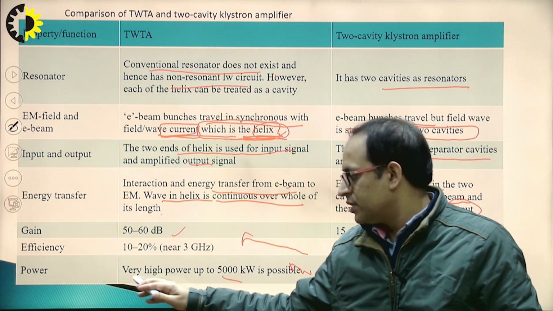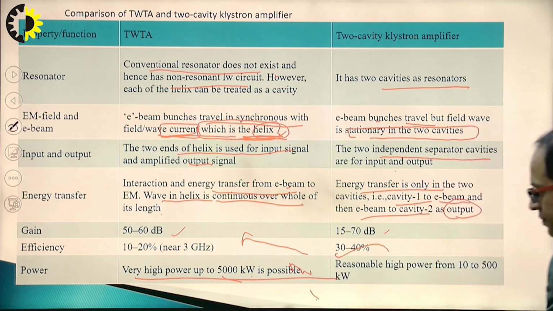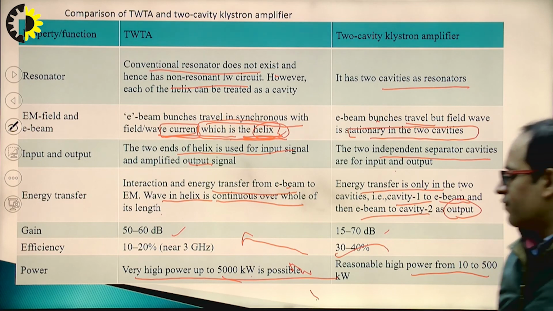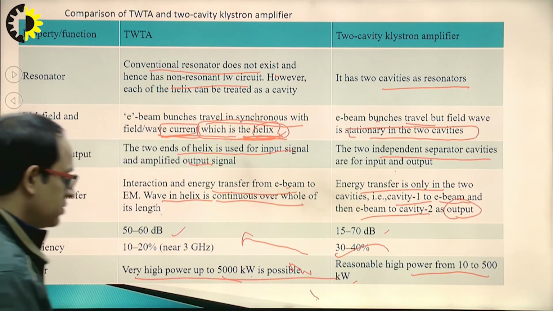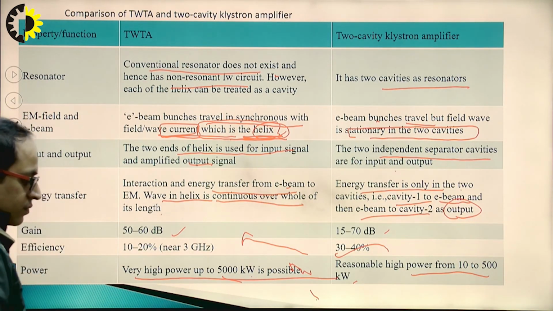In the TWTA, very high power of 5000 kilowatt is also possible, and here high power ranging from 10 to 500 kilowatt can be generated by the two cavity klystron.